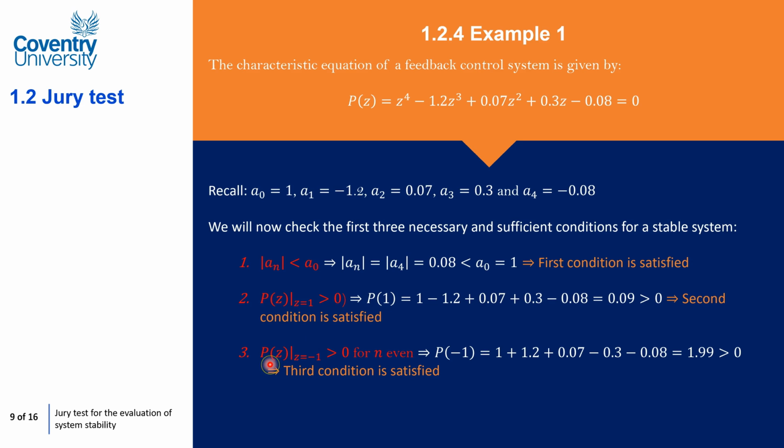If I then move on to the third case, remember that we've got an even number in terms of the order, so it means that when I put minus 1 into all the z's, the product must be greater than 0. You can see I've done that here. I've put minus 1 into all these, and I've worked out the value here is 1.99, which is greater than 0. So again, the third condition is satisfied.